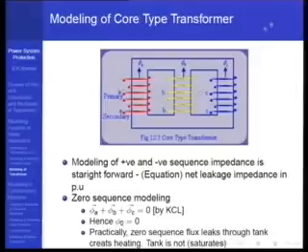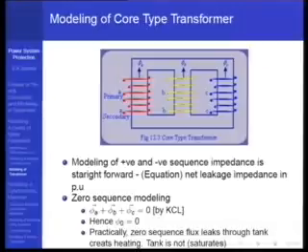Now phi A plus phi B plus phi C will always be equal to 0, right? You can draw the magnetic circuit and write that phi A plus phi B plus phi C is equal to 0. So if you provide zero sequence currents to the 3 windings, then the zero sequence flux is actually going to be 0, which means that flux divided by current, N phi by I, which is nothing but the inductance, the net inductance would also be 0. So the core type transformer should theoretically have a zero sequence inductance of 0.